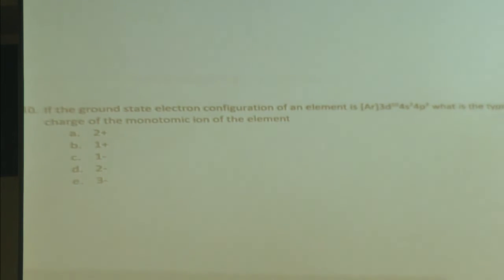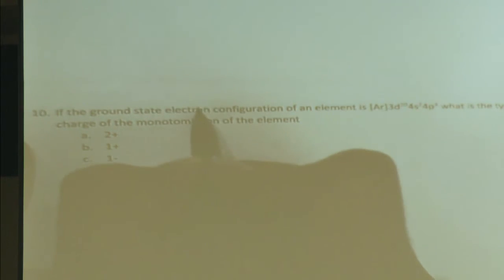All right, so this question, let me cross out these words. I should have kept this word. It says the electron configuration of an element is argon, 3d10, 4s2, 4p3. Or 4s2, 3d10, 4p3. What is the charge of this monoatomic ion? Meaning, this is its electron configuration. Go find it on the periodic table and tell me what its charge is.